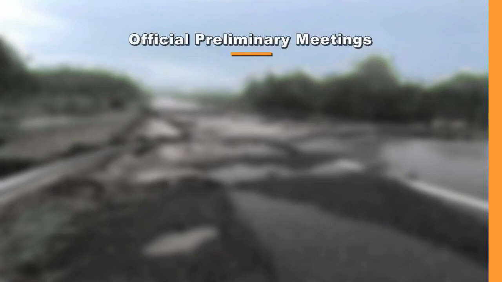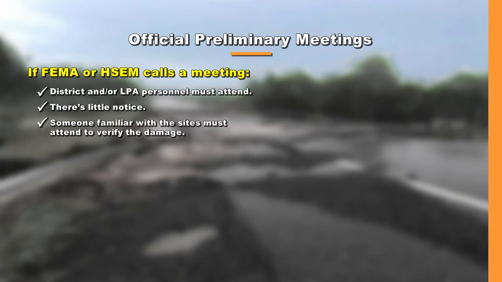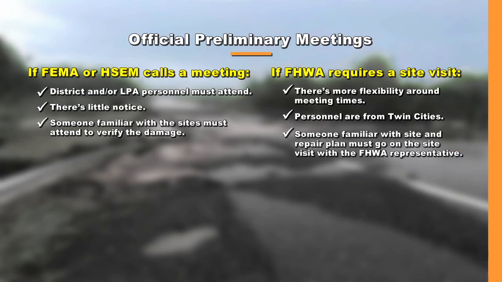In the site visit, or preliminary damage assessment phase, district and LPA people are needed to attend required HSEM and FEMA meetings, and there isn't much notice for those meetings. For HSEM and FEMA preliminary damage assessments, someone familiar with the damage must attend the meetings to verify the damage. FHWA is more flexible because the people doing the site visits are local to the Twin Cities. But remember, someone who can answer the questions about the site and what the repair plan is has to go on the FHWA site visit with the FHWA representative.